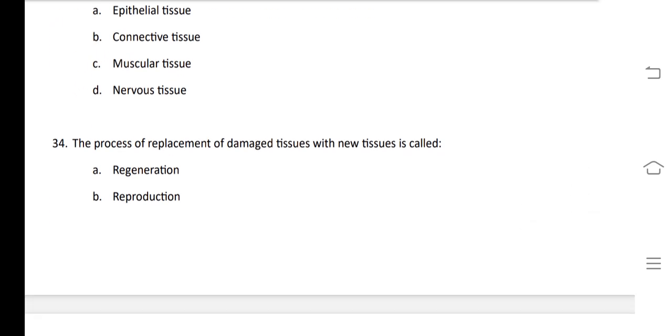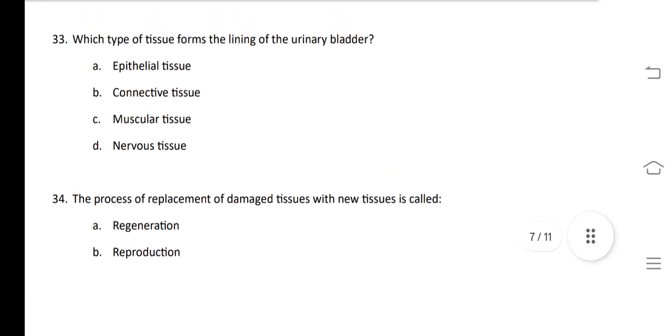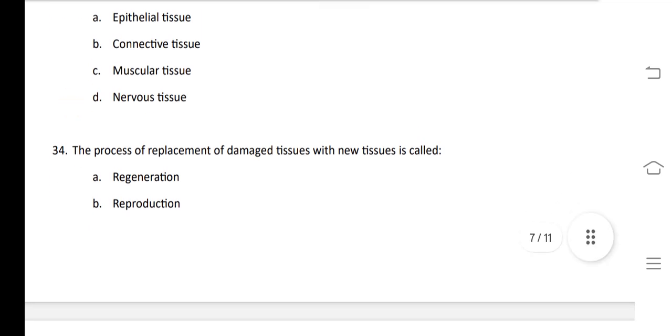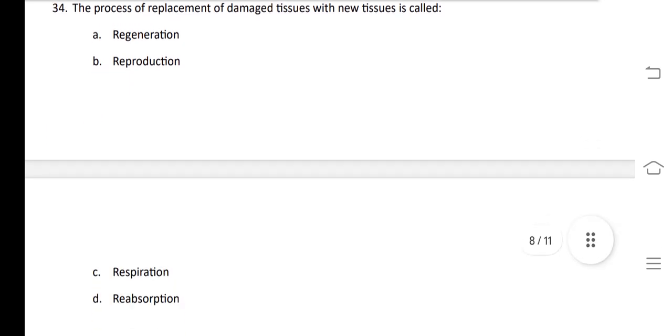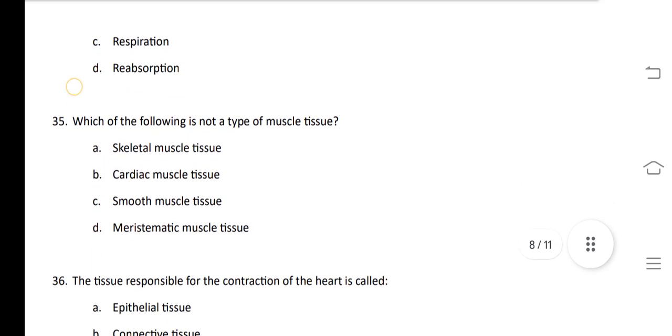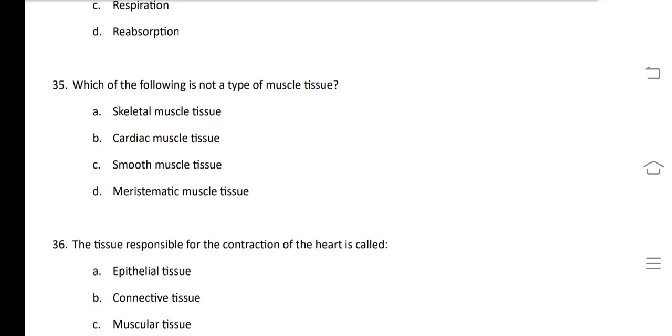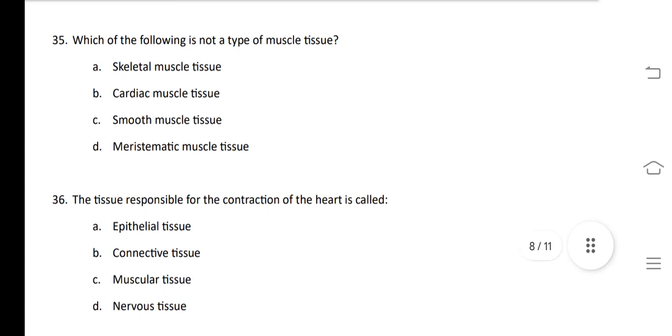But this must not be done, because it will cause some health issues if we are not releasing the urine out of the body. Our next question is, the process of replacement of damaged tissues with new tissue is called regeneration. Moving on to our next question, which of the following is not a type of muscle tissue? That is, A, B and C are all types of muscle tissue, but not the meristematic muscle tissue. There is no such thing.